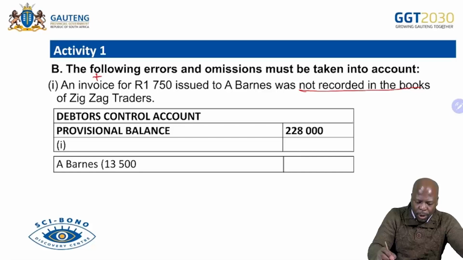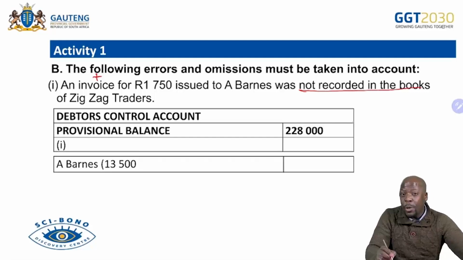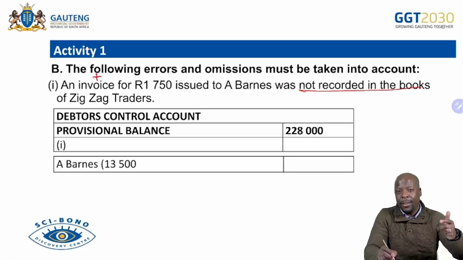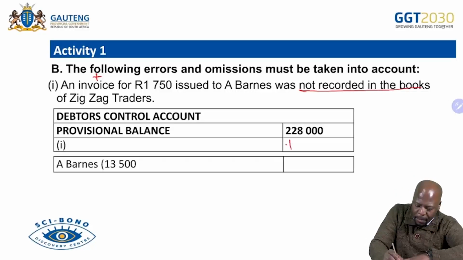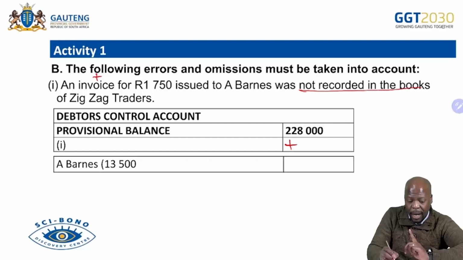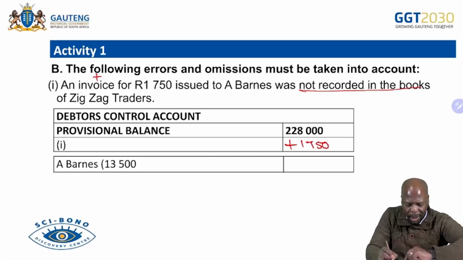All right, so I'm coming now to my debtors control because we sold goods to A Barnes, and that was not considered. It was not recorded. That means what we have in the debtors control should be increased because we have a debtor whom we have sold goods to, yet the amount is not recorded. That means I'm coming here and, remember, sign is very important. Okay, invoice, plus. So I'm coming here, I'm going to have my plus 1,750. Very, very crucial.